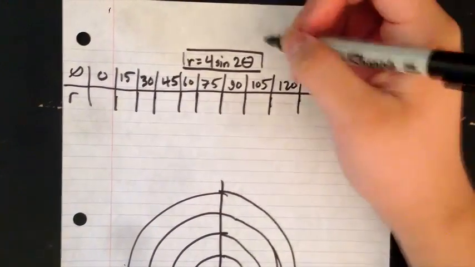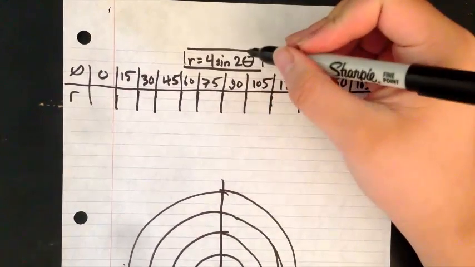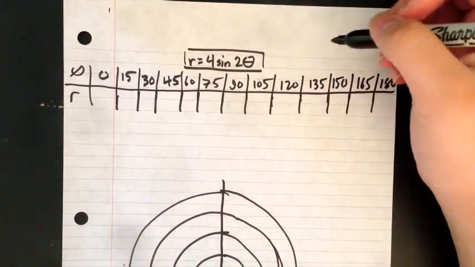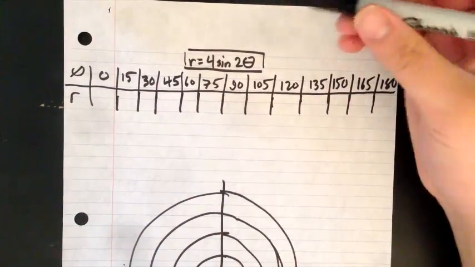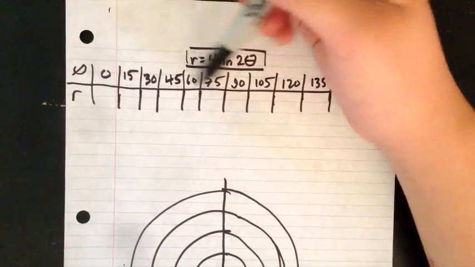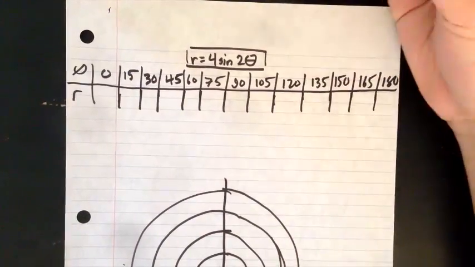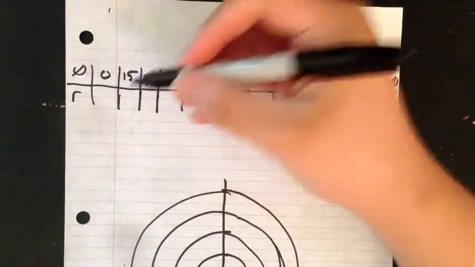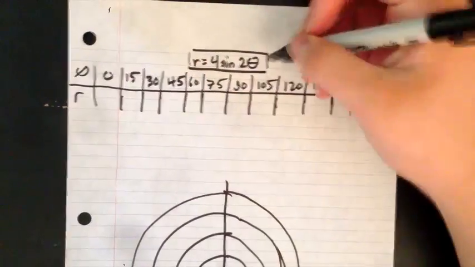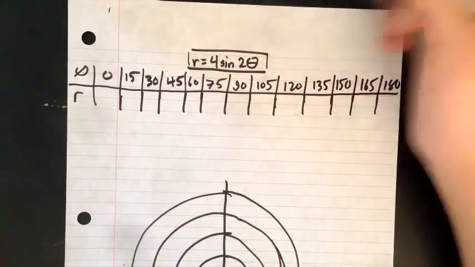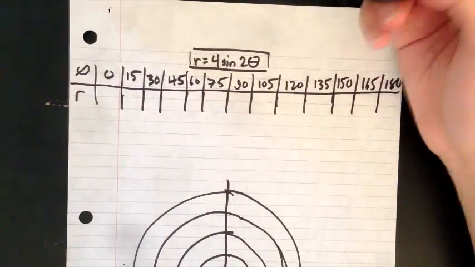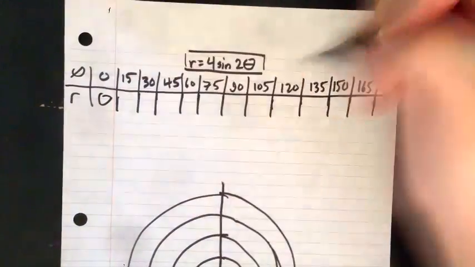Alright, so this time our equation is r equals 4 times sine 2 theta. So theta right now is in degrees of 15 multiples. It's from 0 to 180. And now we're going to figure out, so we plug it in. So theta equals 0. So 2 times 0 is 0. Sine of 0 is equal to 0. Times 4, 0. So it's 0.